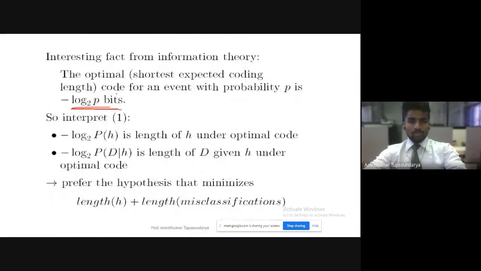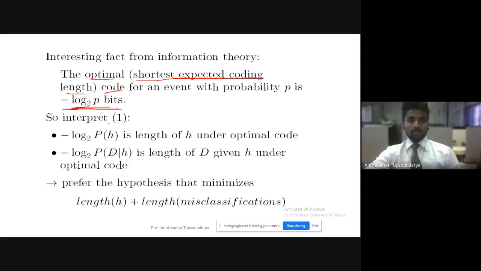So keeping those things in mind, the optimal code for us will be the shortest expected coding length, right? So when we have this shortest expected coding length, which is nothing but the optimal code for an event with probability p, it is the negative of log to the base 2 p bits, right? So this is nothing but the length, the description length for that particular hypothesis.